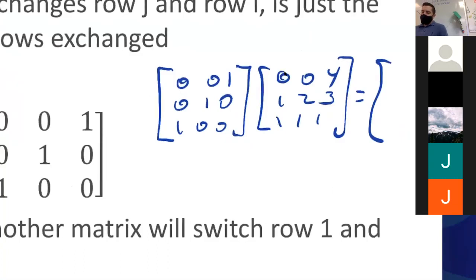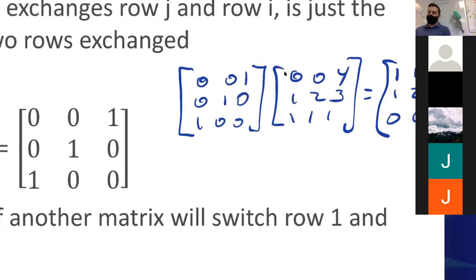Notice that I'm going to get 0 times 0, 0 times 1, 1 times 1. 0 times 0, 0 times 2, 1 times 1. 0 times 4, 0 times 3, 1 times 1. And then I'm going to get 0, 1, 0, 0, 2, 0, 0, 3, 0. And then I'm going to get 0, 0, 0, 0, 0, 0, 4, 0, 0. So I'm going to get the exact same matrix where it's just switched rows.